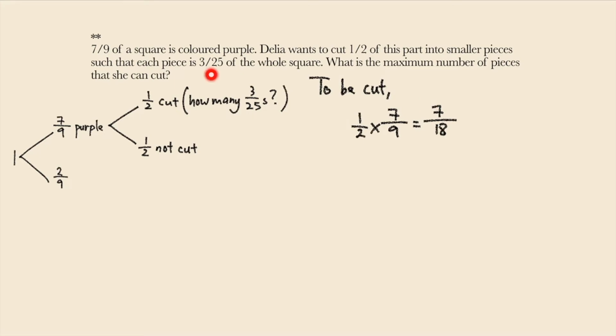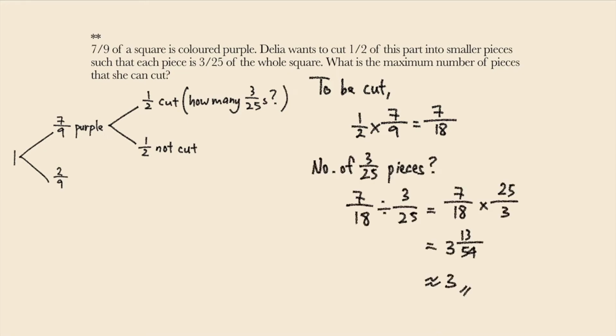Okay, how many 3/25s are there in this? Because that's what we're going to cut, right? Pieces of 3/25. So how many 3/25s do we have here? It's like asking how many 2s are there in 10. It's a division problem, isn't it? So we're going to take 7/18 and ask ourselves, how many 3/25s are there in 7/18? It will divide. And we will change the division to a multiplication and flip 3/25 to become 25/3. Working this out, you would get this mixed number right here.